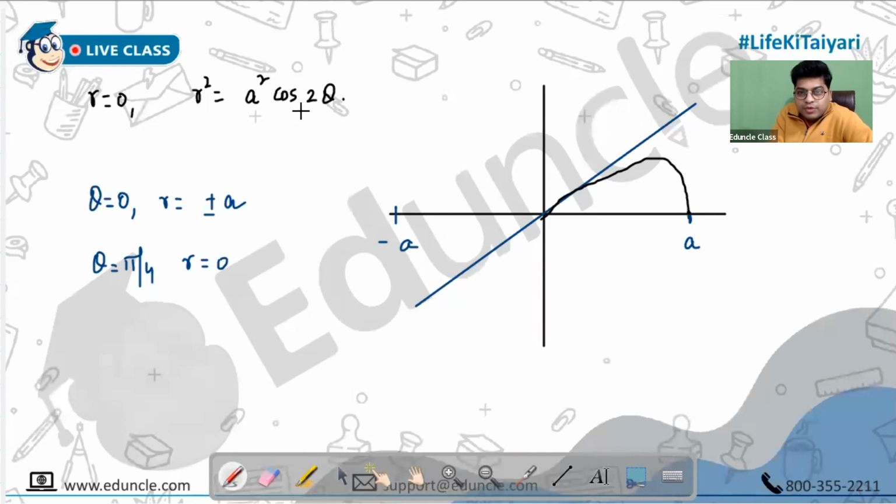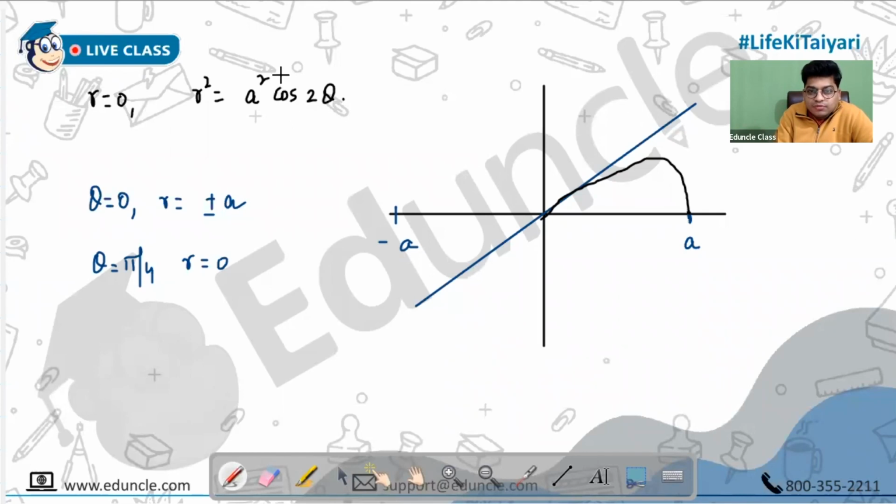Okay, theta is equal to pi by 2, pi by 4. Theta is equal to pi, cos 2 pi, cos pi by 2 is 0, cos pi is minus 1. Tell me how this graph will be there.